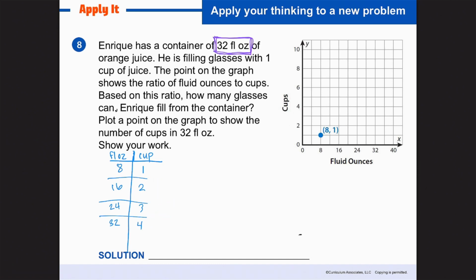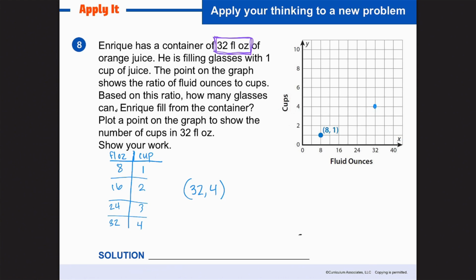Okay. So now that we have our completed ratio table, we can see that there's 32 fluid ounces in here. We have 32 fluid ounces right here. So the corresponding amount of cups is 4. So our ordered pair is going to be 32, 4. So on the fluid ounce side, I'm going to go to 32, and then I'm going to go up to 4 to show the cups. So it'll be right here.